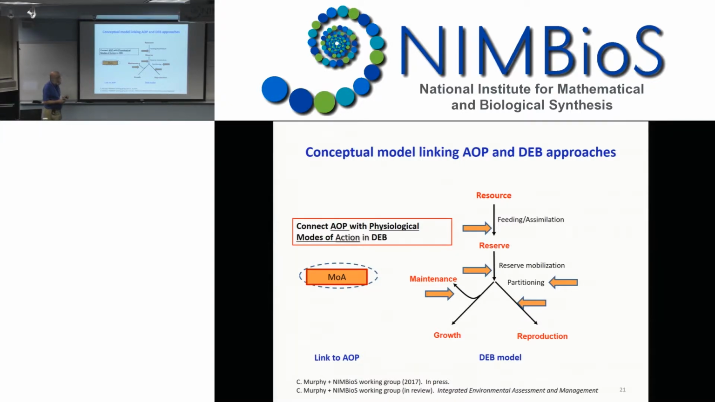And the connection that I think can be made and makes a lot of this work relevant is that you can relate key events in the AOP with the physiological modes of action in the DEB model. And this is especially appealing because work that I don't have time to describe shows that this reverse engineering process often gives you ambiguous results. And it's good to be able to bring a mechanism from the real world rather than the fantasy world into pulling these things together.